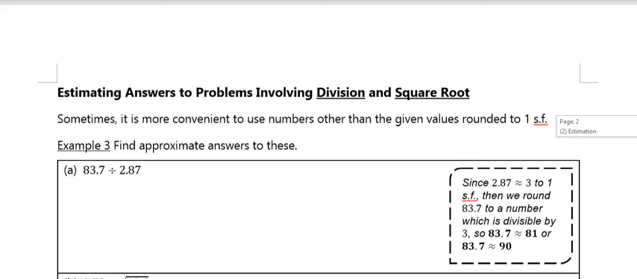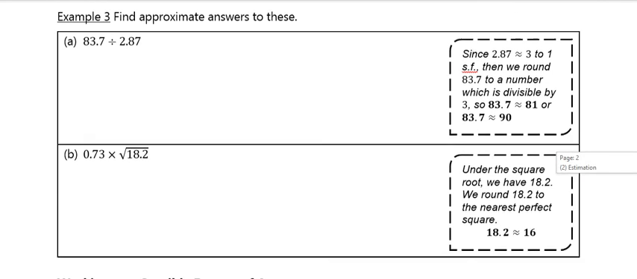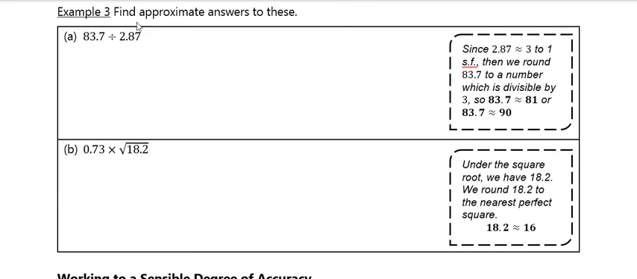Right, now here, sometimes you will have numbers that involve division and square roots, so sometimes you have to use numbers that are easier for you to divide or to take square roots of. So let's have a look at example number 3 over here. Find approximate answers to these. For part A, 83.7 divided by 2.87. At first glance, your first instinct will be rounding off 83 to 80.